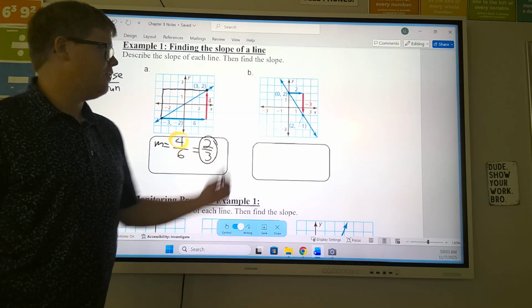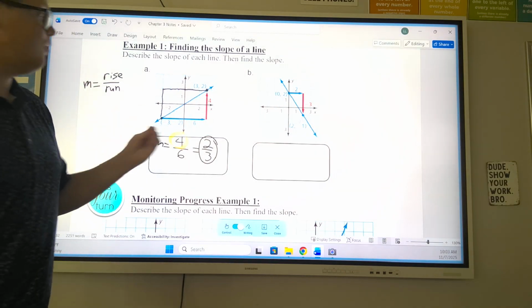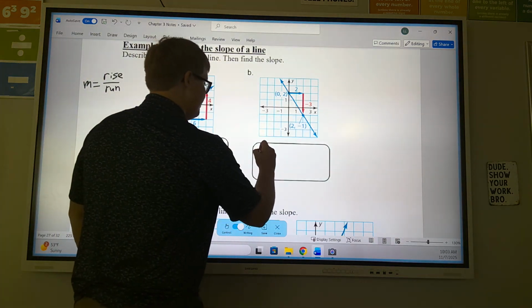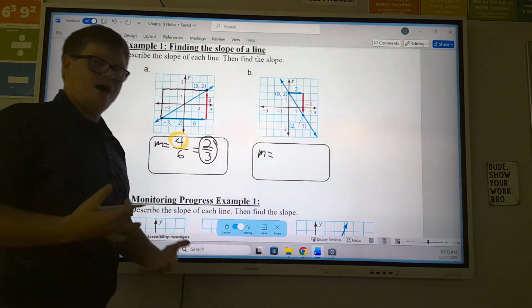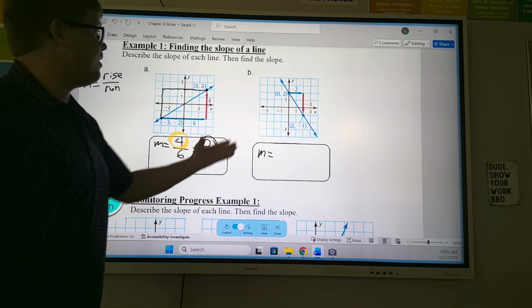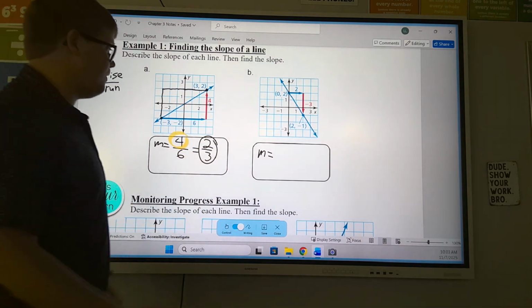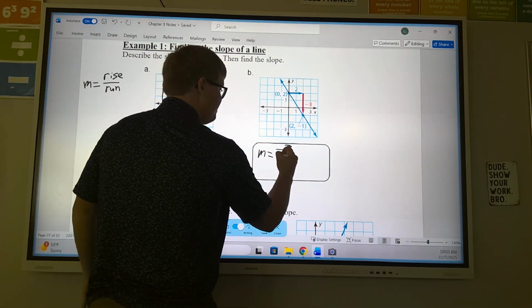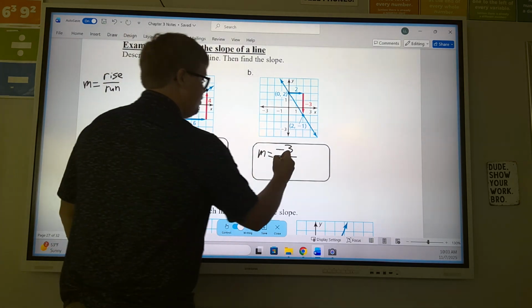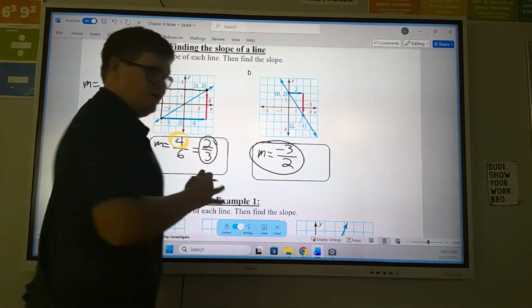Same with this. We're going to put our rise over our run. And so in this situation, we have to put our y on top of our x. It looks like we are dropping 3, so that's a -3. Put a -3 on top. And we are running 2. And we'll just leave it just like that.